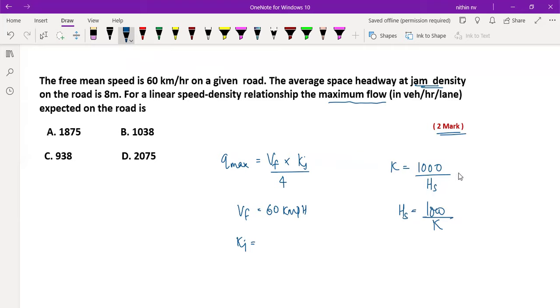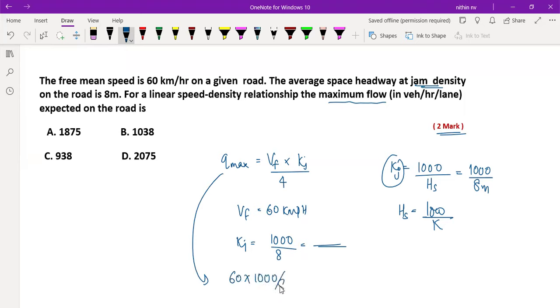Okay, they have told that the spacing 8 meter is happening when the road is at traffic jam, right? So this 8 meter corresponds to the traffic jam, which means the obtained density also will be the jam density. So Kj is going to be then 1000 by 8. That's it. Now we don't have to substitute this accurate value here. What we can do, directly just substitute that 1000 by 8. So 60 into 1000 by 8, divided by 4.